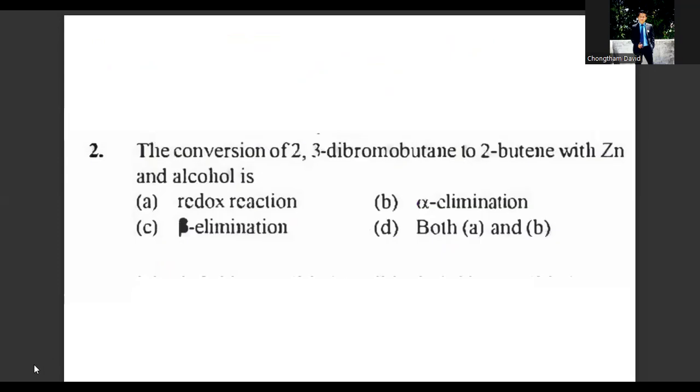The conversion of 2,3-dibromobutane to 2-butene with zinc and alcohol is. Let us write the reaction. You are given 2,3-dibromobutane. So this is the formula for 2,3-dibromobutane.